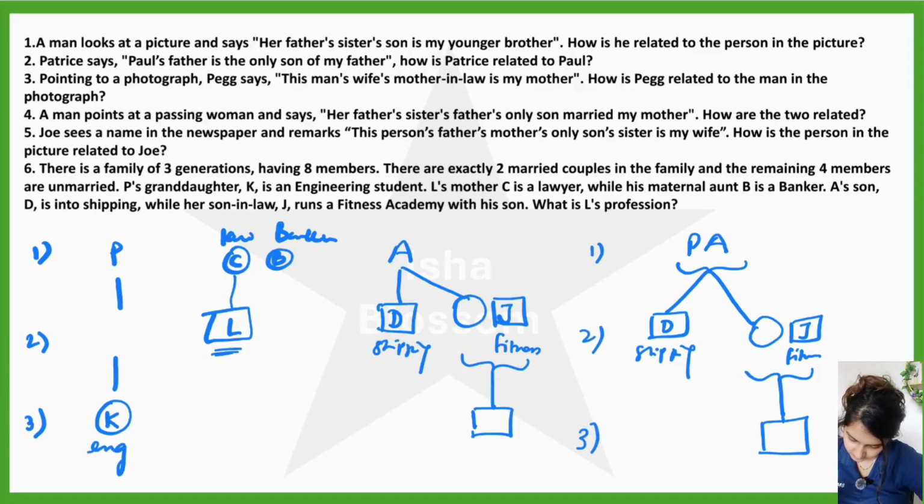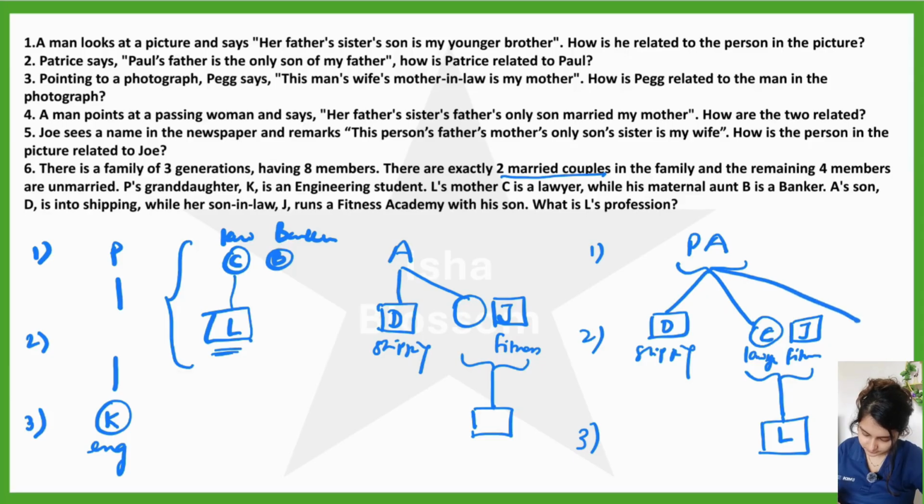And we need to know that there are 2 married couples, right? It's given somewhere. Yeah, 2 married couples. So P and A are married, which means that C would be married to J, who's a lawyer, because C has a son, right? And C's son is L. And L has a maternal aunt, which means they have one more child, a daughter, B, who's a banker.